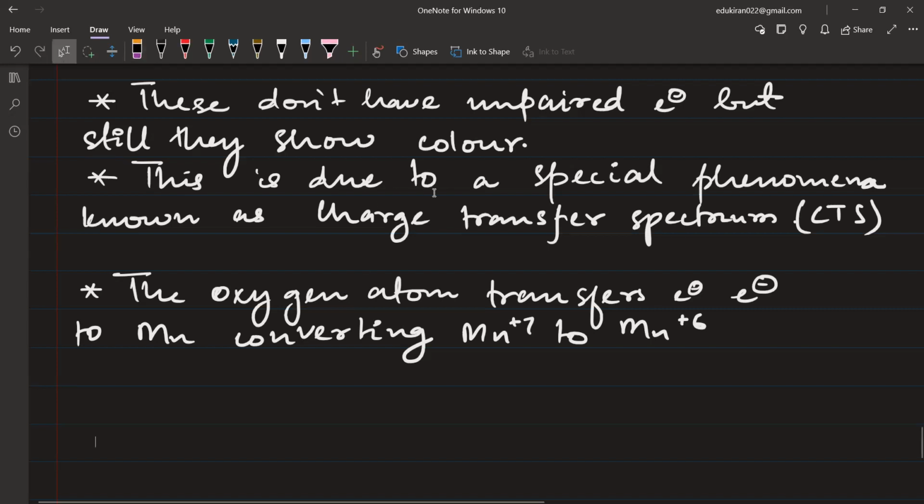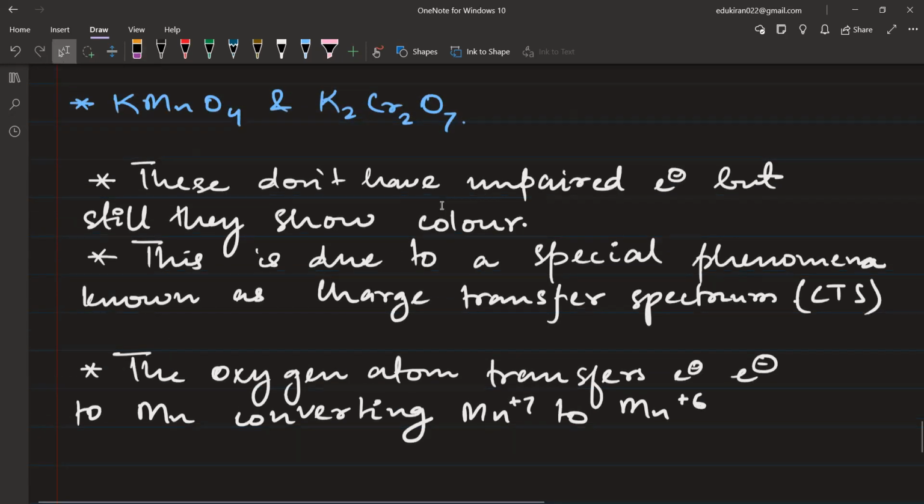Sir, what was LMCT again? Ligand to metal charge transfer. These topics come overlapping between the coordination compounds and d-block elements. So you can write these things down in case a question is asked.